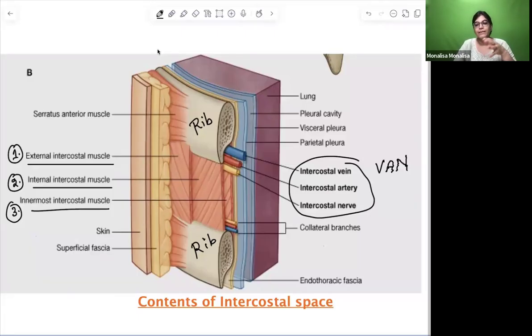So basically the plane in which the vein, artery and nerve are passing is the plane between the internal intercostal muscle and the innermost intercostal muscle. So the plane will be in between internal and innermost intercostal muscle.